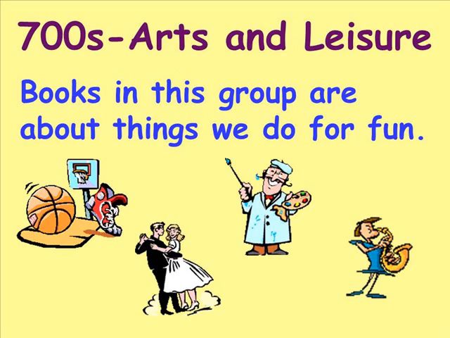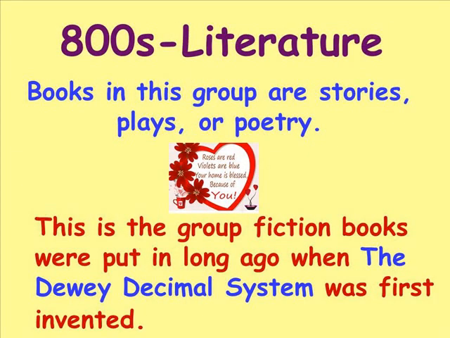The 700s is arts and leisure. This is probably the most popular group in the non-fiction section of the Dewey Decimal System. Books in this group are things we do for fun, like sports, dancing, music, art, and fishing and hunting. These are things we like to do. The 800s is literature. Books in this group are stories, plays, or poetry. This is the group fiction books were put in long ago when the Dewey Decimal System was first invented. But now the fiction books are no longer kept in the 800s. They are kept in the fiction section.